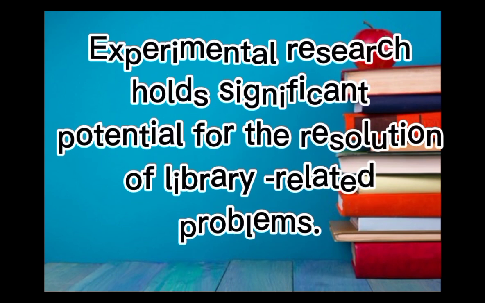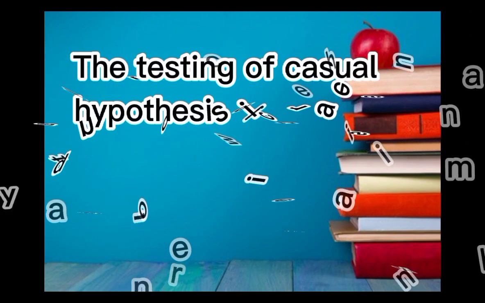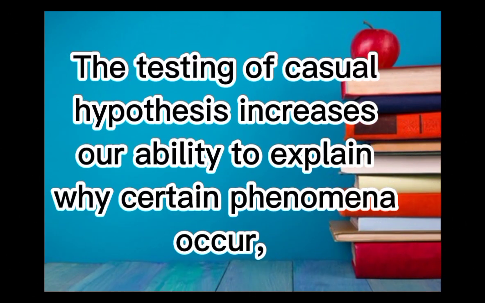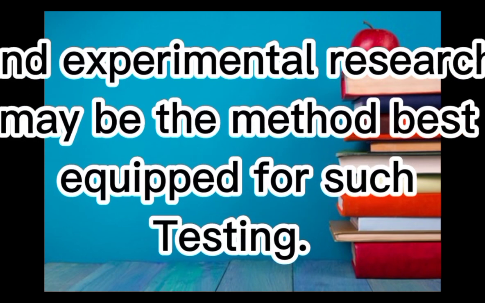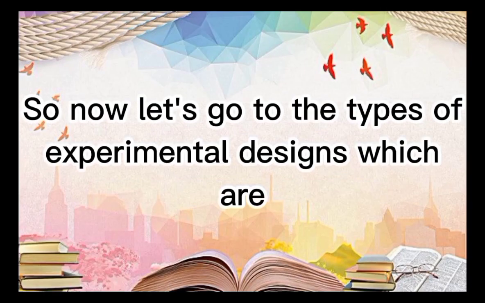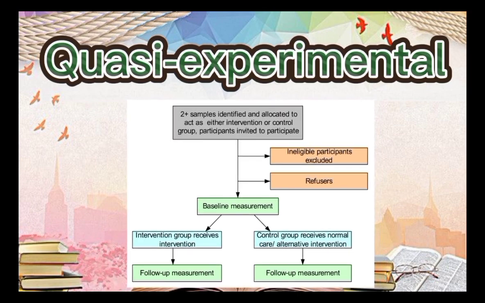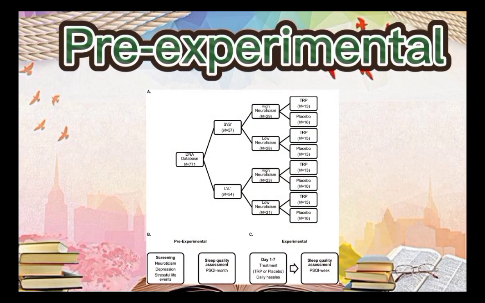Experimental design. Experimental research holds significant potential for the resolution of library-related problems. The testing of causal hypotheses increases our ability to explain why certain phenomena occur, and experimental research may be the method best equipped for such testing. So now let's go to the types of experimental designs, which are true experimental, quasi-experimental, and pre-experimental.